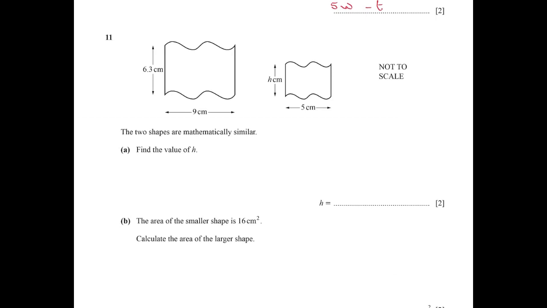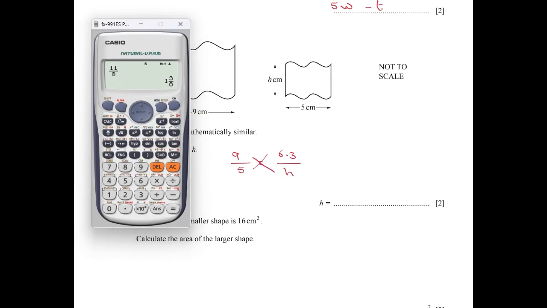Question 11. The two shapes are mathematically similar. Find the value of h. If they are similar, we can do the cross multiplication. 9 over the corresponding side 5 is equal to the first height 6.3 over the corresponding height h. We can simply find the value of h. 6.3 times 5 divided by 9 is equal to 3.5.